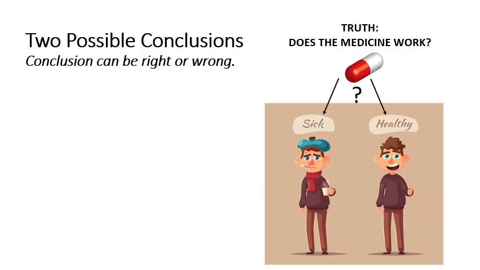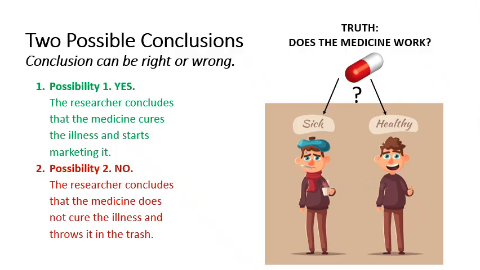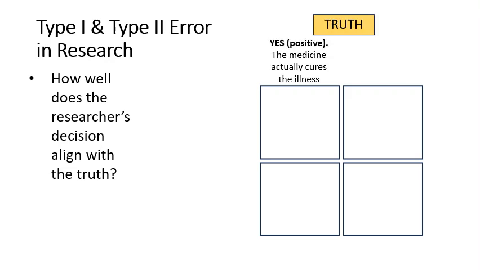And so the researcher has two possible conclusions. Of course, their conclusion can be right or wrong. Possibility one, yes, the researcher concludes that the medicine cures the illness and starts marketing and selling the medicine. Or possibility two, the researcher concludes that the medicine does not cure the illness and throws it in the trash. So we also have type 1 and type 2 error in research, answering the question, how well does the researcher's decision align with the truth? And there is a truth out there, either yes, positive, the medicine actually cures this illness, or no, negative, the medicine doesn't actually work. It doesn't actually, in real life, cure that illness.